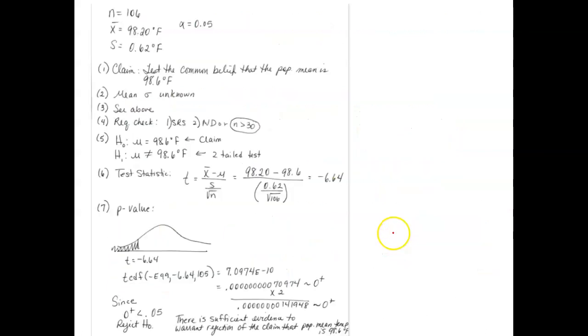Okay, so if you want to see that written out, there is sufficient evidence to warrant rejection of the claim that the population mean temperature is 98.6 degrees.